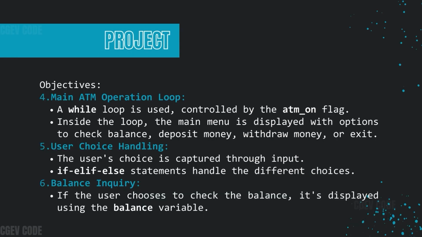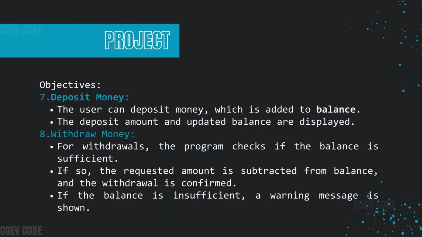Okay, let's check back our objectives. So we did the main menu loop. We did the beginning of objective 5. And we did objective 6. Now let's look at objectives 7 and 8. Deposit money. The user can deposit money which is added to the balance. The deposit amount and updated balance are displayed. And for withdraw money, the program checks if the balance is sufficient. If so, the requested amount is subtracted from the balance and the withdrawal is confirmed. If the balance is insufficient, a warning message is shown.